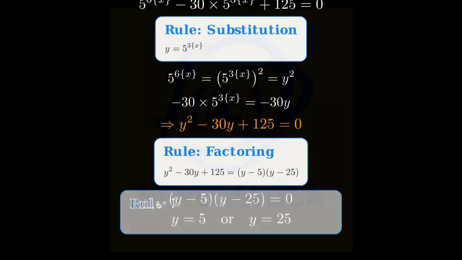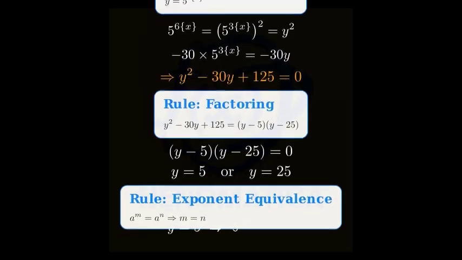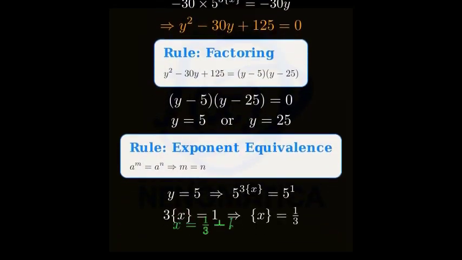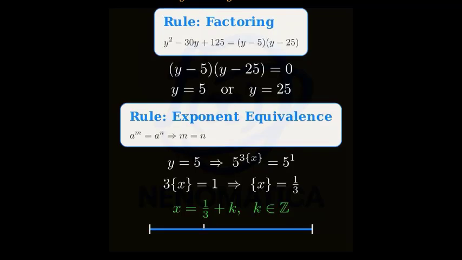Step 4. Consider the case y equals 5. Substituting back, 5 to the power 3 times {x} equals 5 to the power 1. When the bases match, the exponents are equal. So 3 times {x} equals 1, which gives {x} equals 1/3. Because {x} equals x minus an integer k, the solutions are x equals 1/3 plus k, where k is any integer.